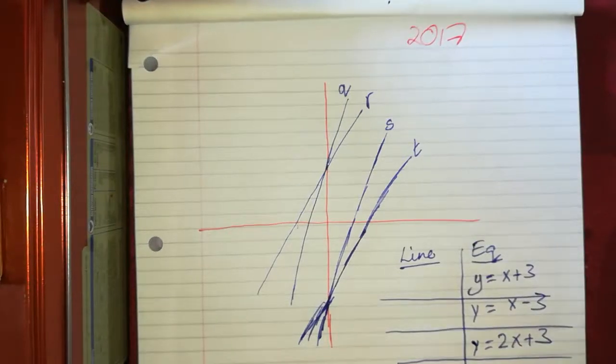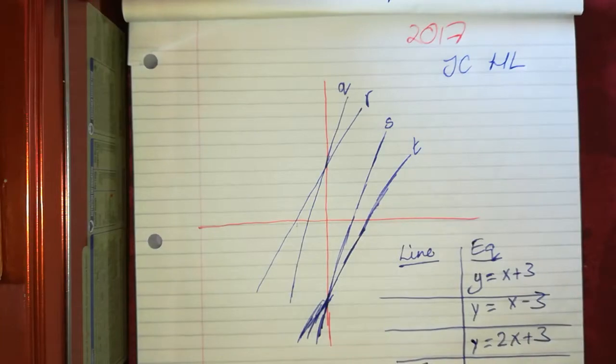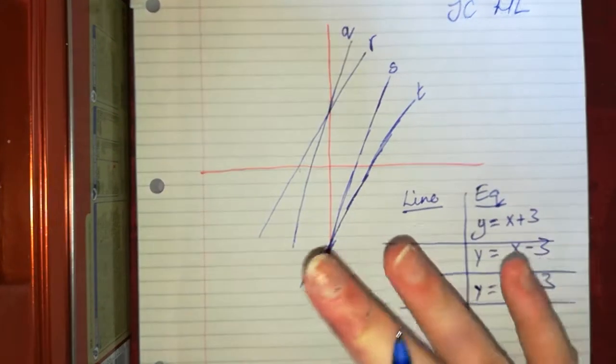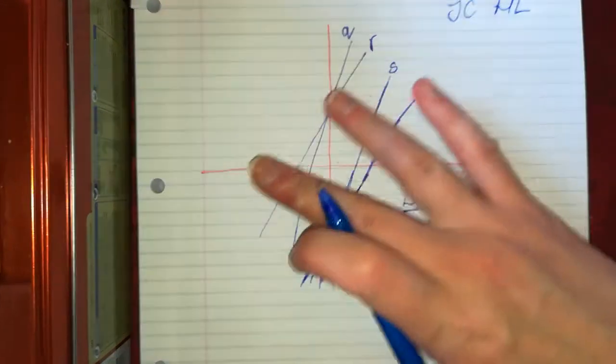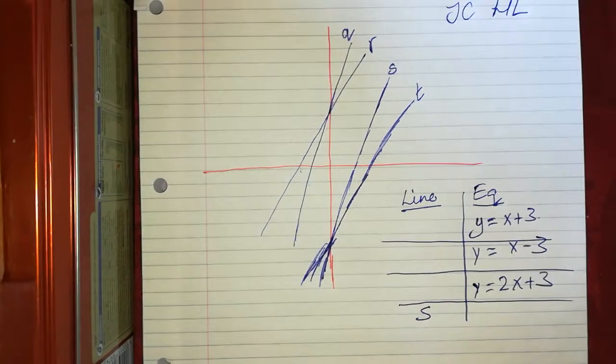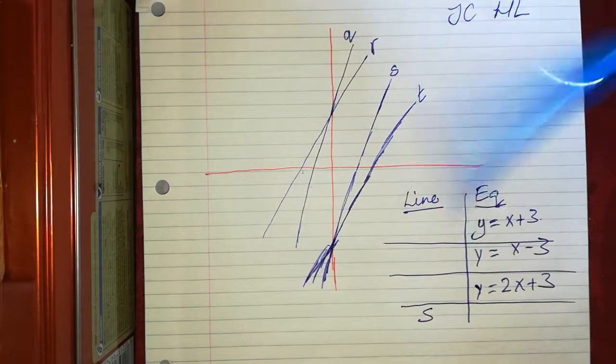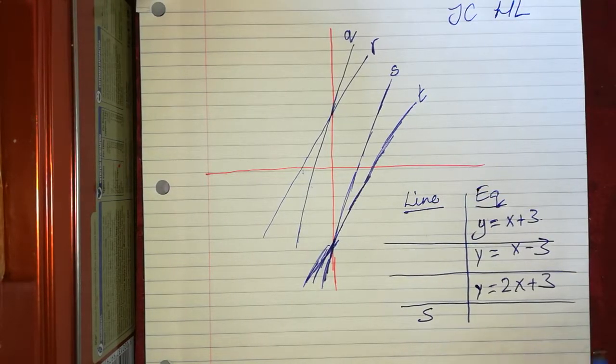So here we have the 2017 coordinate geometry question. This is Junior Cert higher level, and we're given a diagram. The diagram in the question is a lot more accurate; I've just roughly drawn it out here. They label the lines Q, R, S and T, and we're asked to match each line with its equation, and we're asked to find the equation of S.